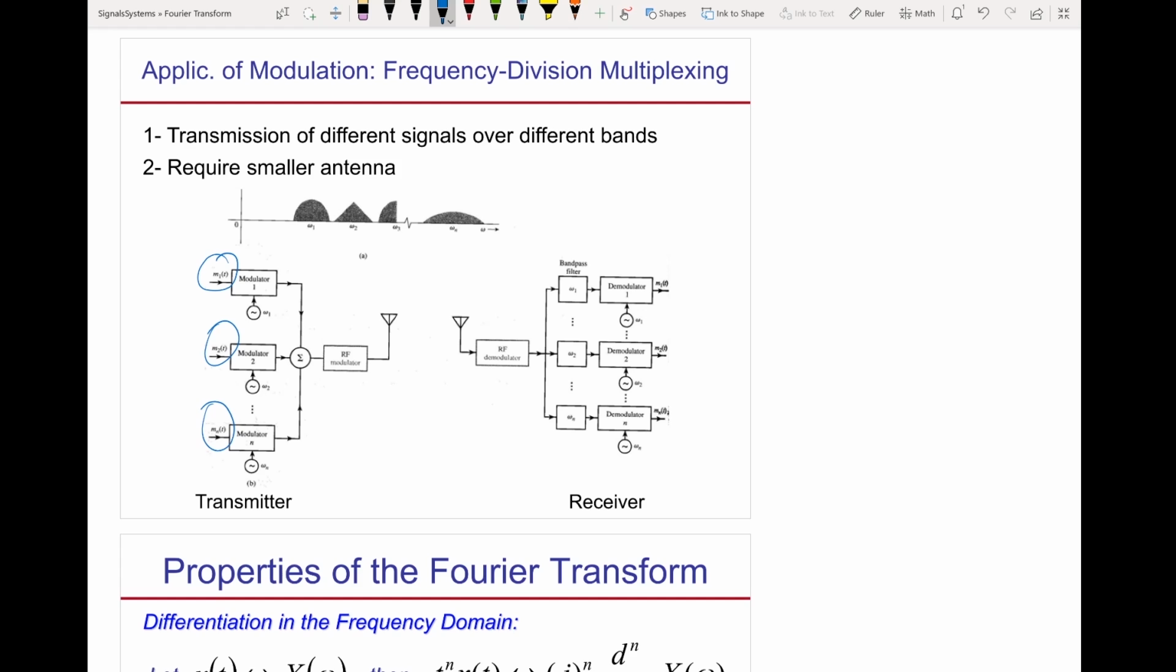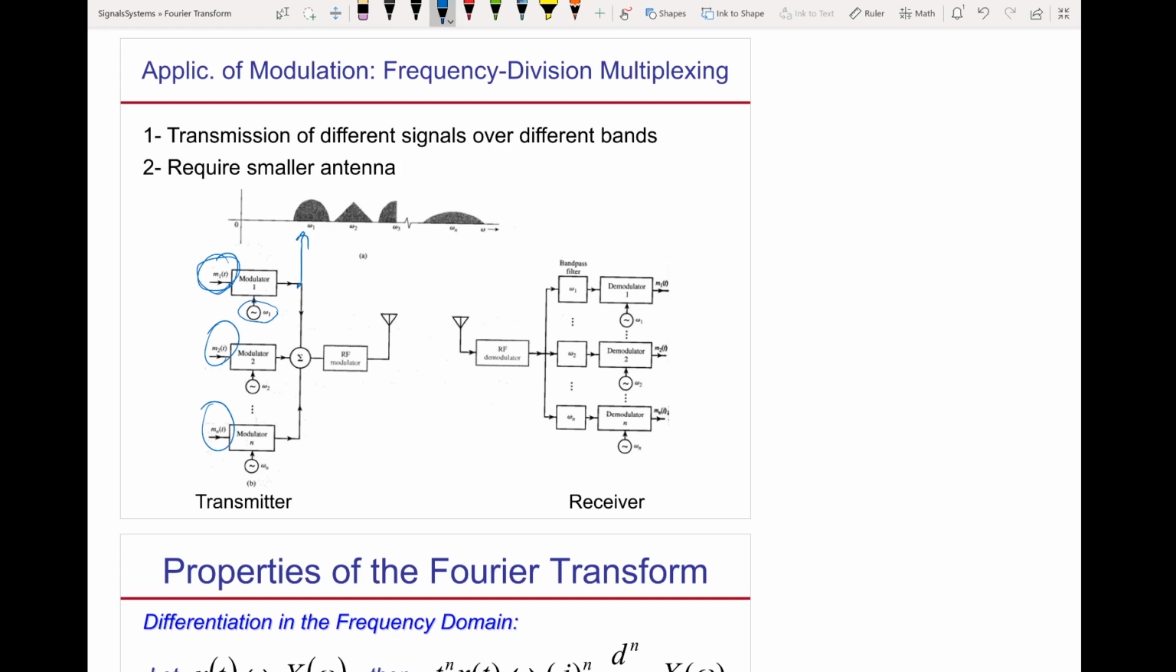Well, we use amplitude modulation. You take message 1, you do amplitude modulation with a different carrier, omega 1, that could be 100 hertz. So the spectrum at this point will be this.